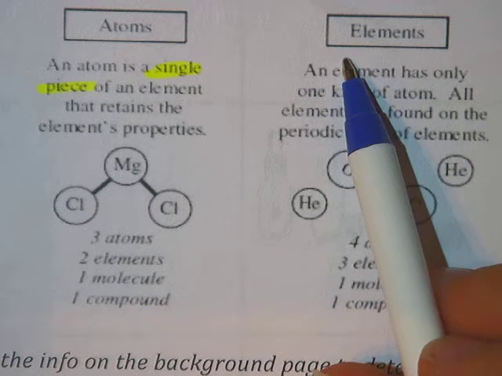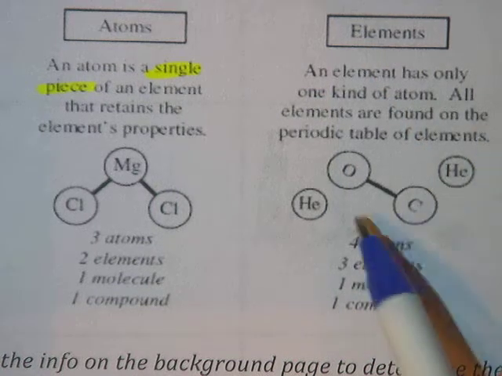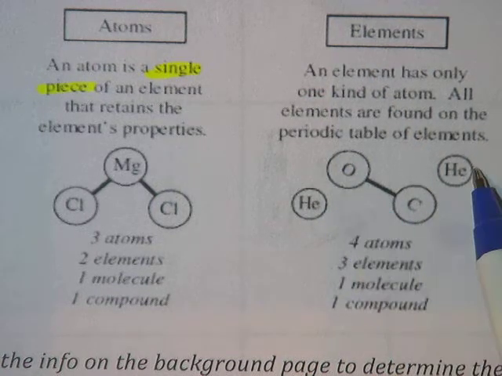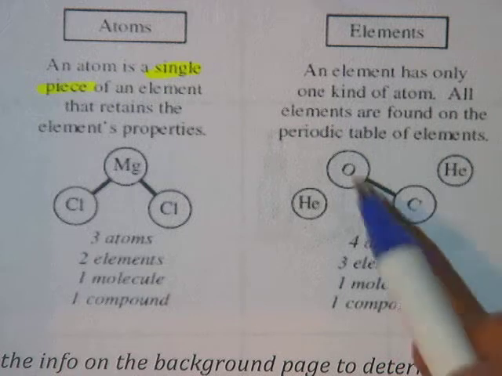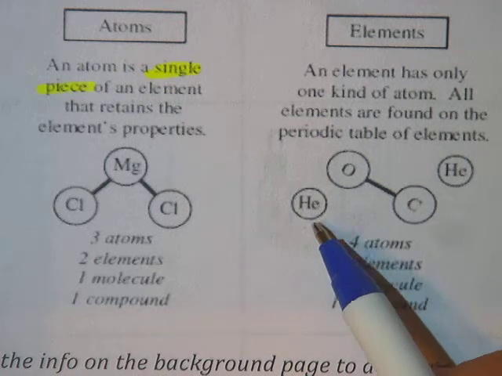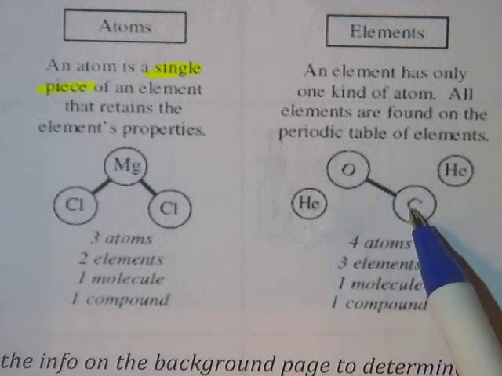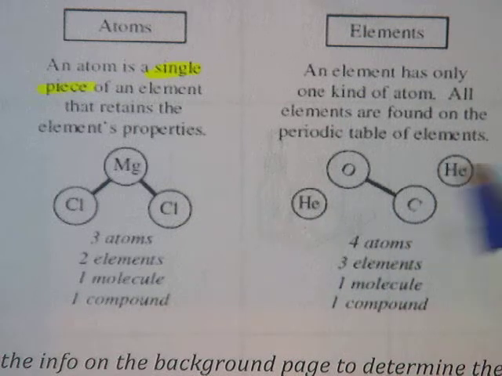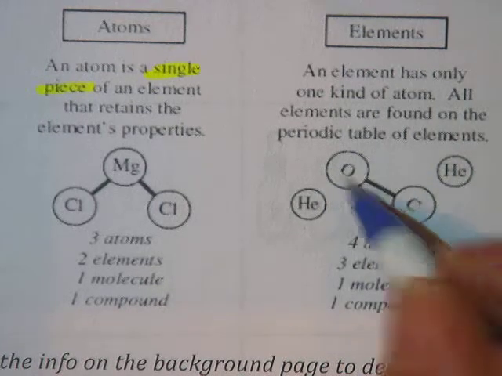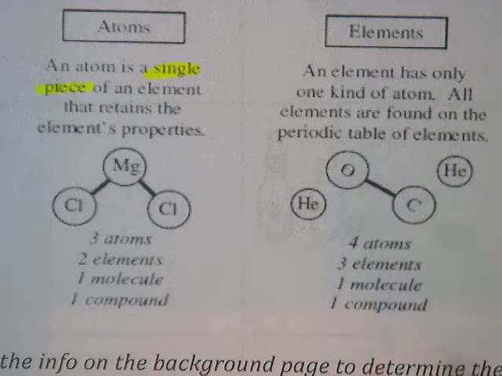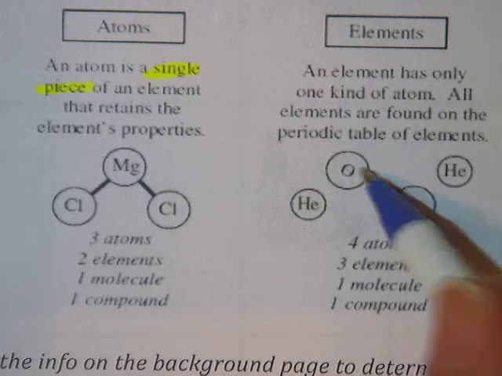Versus over here, an element is a kind of atom. So we have, again, 1, 2, 3, 4 different atoms: helium, oxygen, carbon, another helium. That's 4 atoms. There's only 3 elements here: helium, oxygen, and carbon. These are 2 different atoms of helium, but they are the same element as each other, so we only have 3 elements. There's 1 molecule and 1 compound, a compound being when you have multiple elements together.